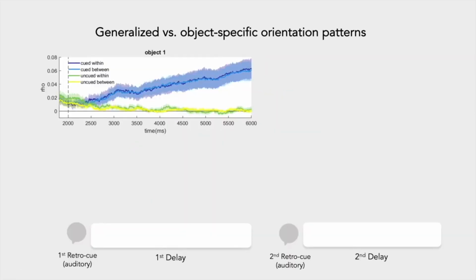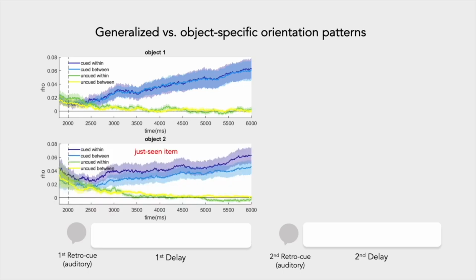If we take a look at the orientation representation of the first item during the first retention period, we can see that object-specific and object-independent are almost equally strong. This suggests that the orientation information is fully generalized and object-independent. However, there is one exception to this, when the second object, the just seen object, is cued to be maintained in delay 1. In this case, we found a significantly stronger representation of object-specific information, which points to a more concrete visual content in working memory for just seen information.